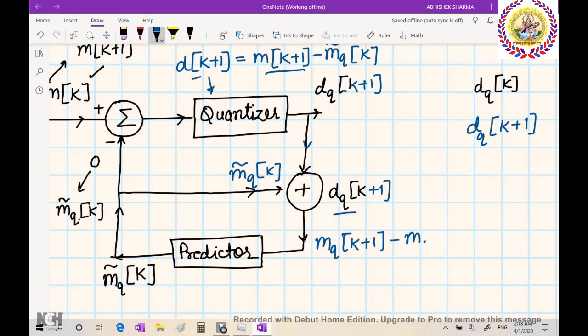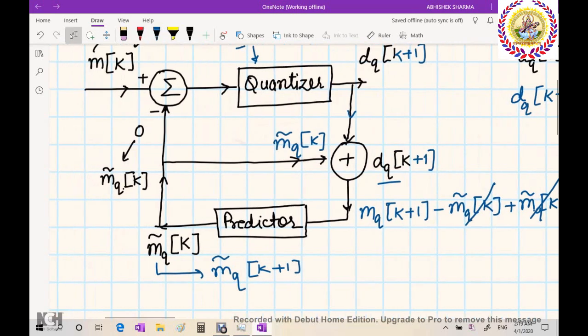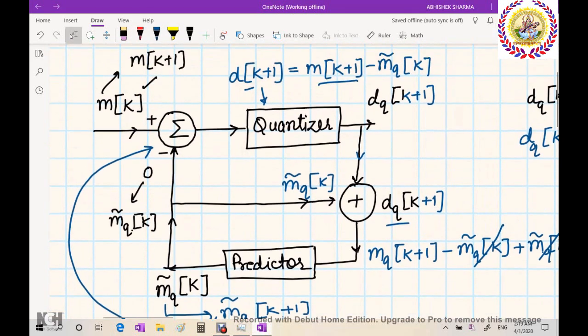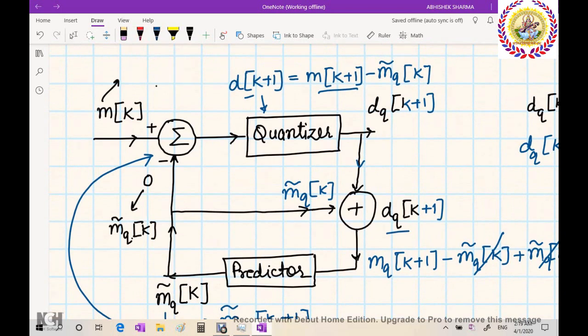minus mqk and plus mqk. So these two values will be cancelled out. Now the output of the predictor, the next value, will be mqk plus 1, its approximated value. Now this value will be available at this point. Now for the next clock pulse, after the next clock pulse, there will be mk plus 2, which is available at this point.